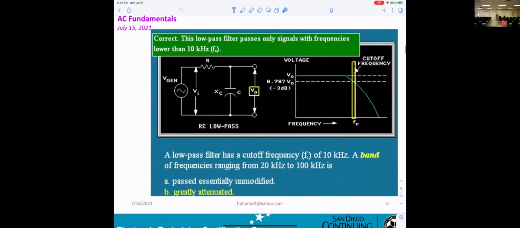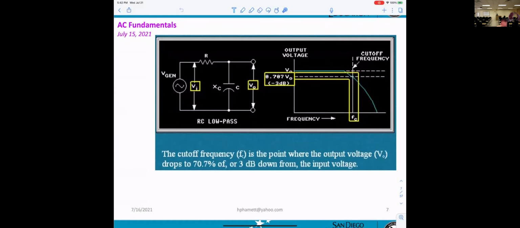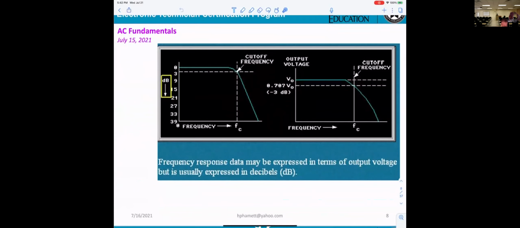Now, this is the answer. Let's see that one. The cutoff frequency is the point where the output drops to 70.7%, or 3 dB down from the input voltage. We already know that. Frequency response data may be expressed in terms of output voltage, but it is usually expressed in decibels.